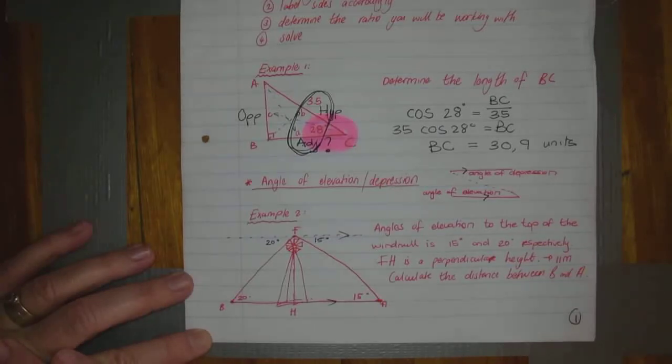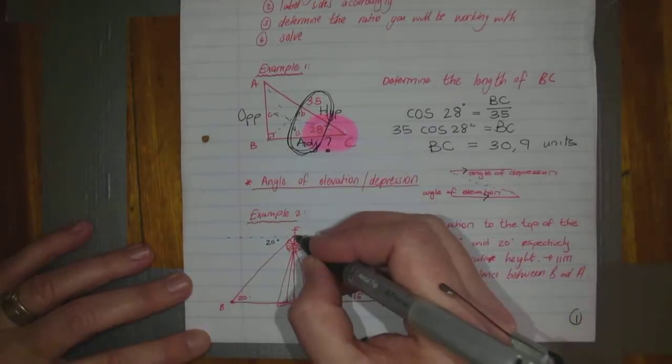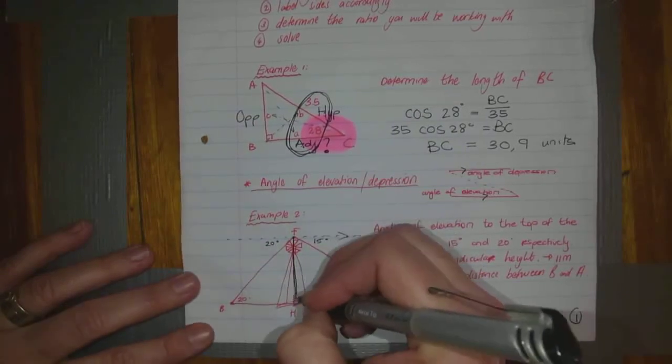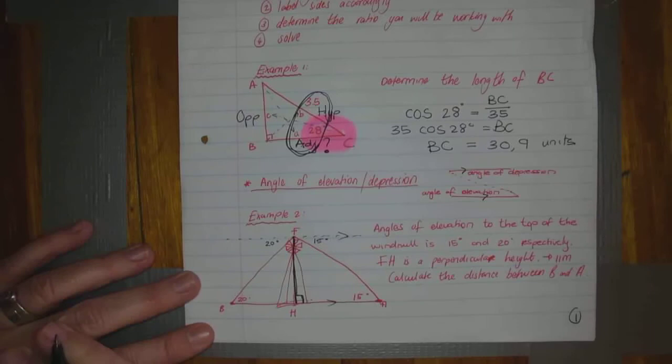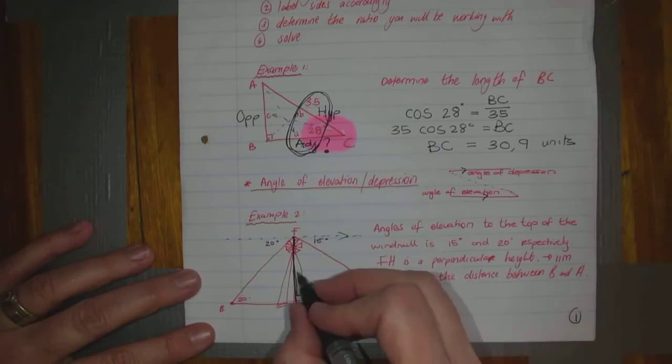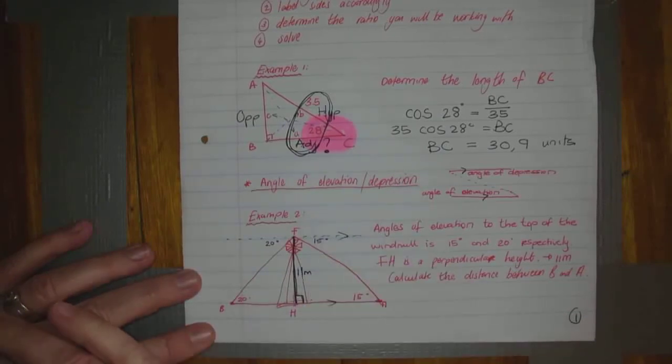FH is the perpendicular height. That means from F to H, I will have a line that makes 90 degrees. And they say it will have a length of 11 meters. Calculate the distance between B and A.